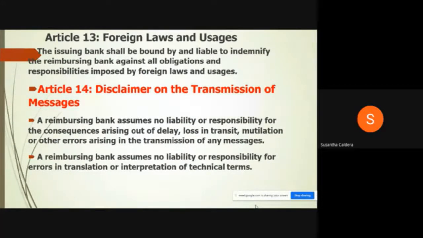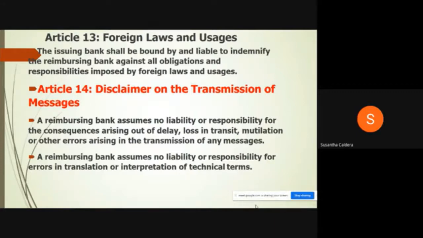Article 13, foreign laws and usages. The issuing bank shall be bound by and liable to indemnify the reimbursing bank against all obligations and responsibilities imposed by foreign laws and usages.